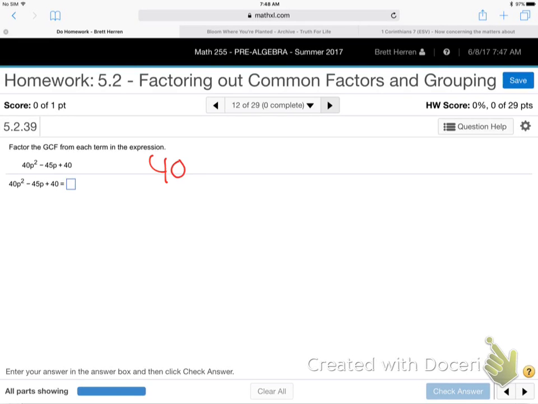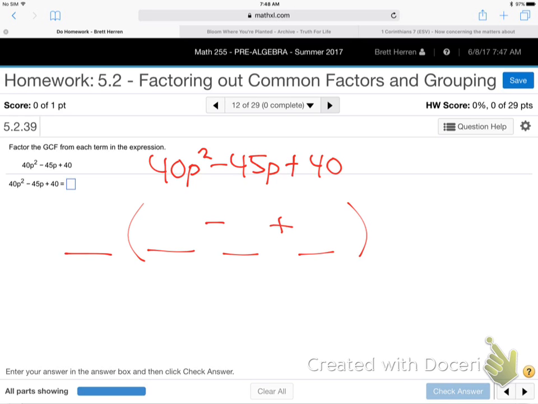All right, so we have 40p squared minus 45p plus 40. Okay. So this is going to be like one big old parenthesis, something in the front, 3 things on the inside with a minus and a plus in between. Makes sense? And so you got to figure out a number. What number, use your calculator if you need to, goes into 40, 45, and 40? What's the biggest number?